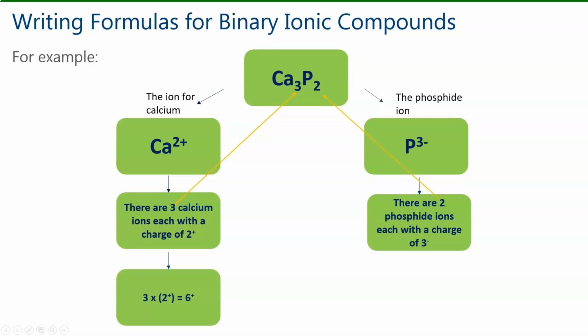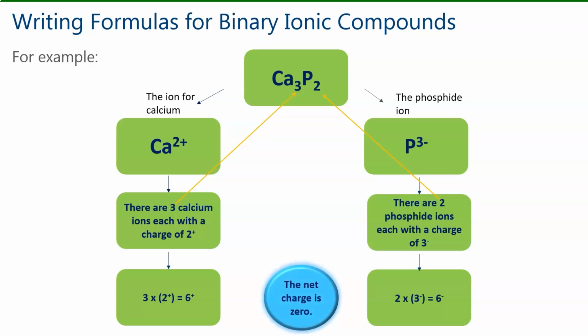So looking at our calcium ions, 3 calcium ions times a charge of positive 2 each gives us an overall positive 6 charge on our calcium ions. And for our phosphide ions, 2 phosphide ions with a charge of negative 3 each gives us an overall charge on our phosphide ions of negative 6. The net charge is 0 and balances out.